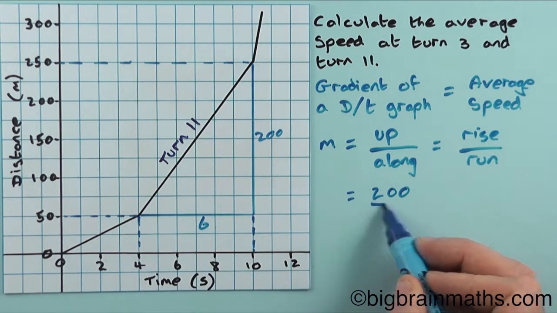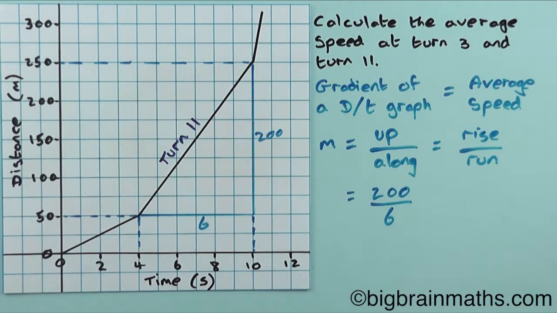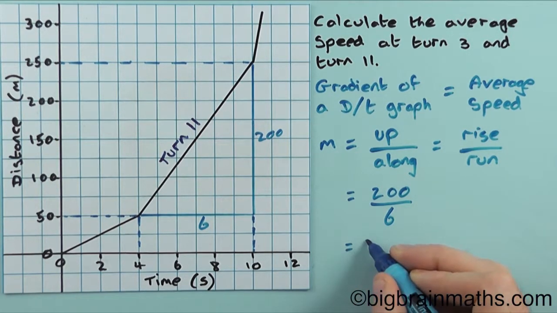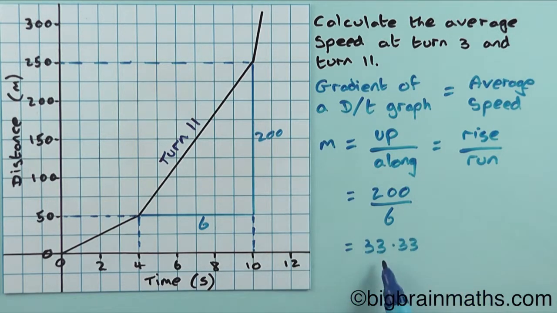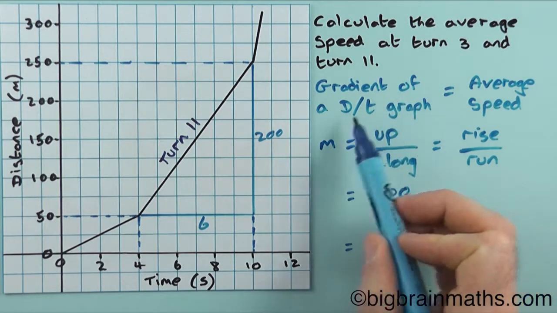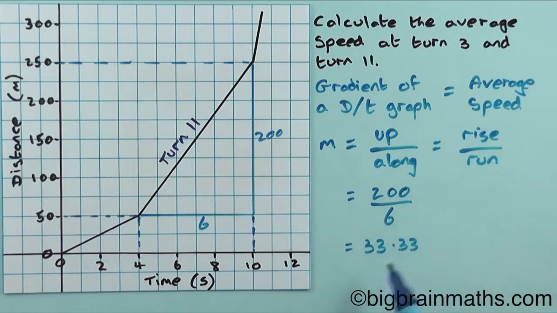So we need to do 200 divided by 6. Now I do this on a calculator, and it equals 33.33 to 2 decimal places. So we've now worked out that the gradient m is 33.33. But remember, the gradient of a distance time graph equals the average speed. So this gradient is also the average speed.